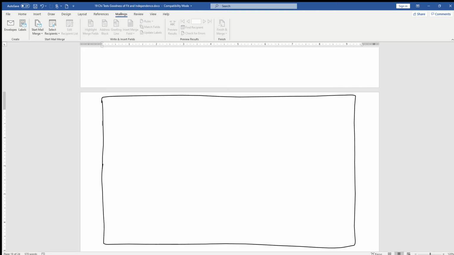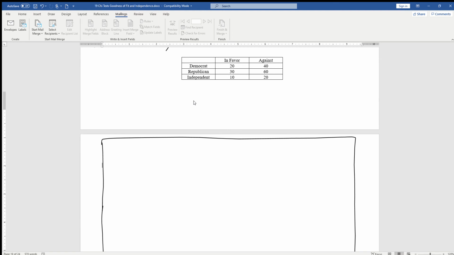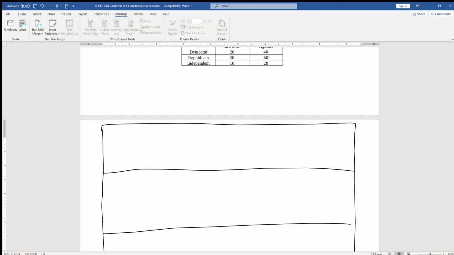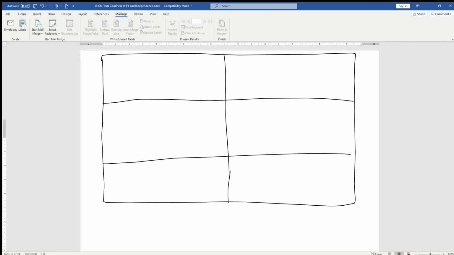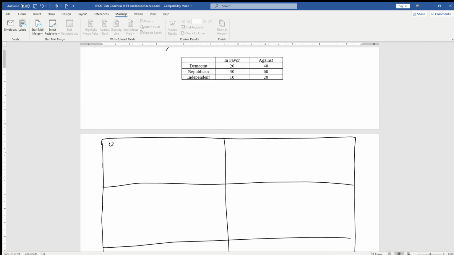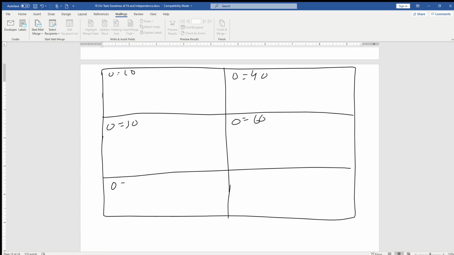All right, and we had 3 rows and then 2 columns, so right down the middle. And remember, we don't necessarily have to have the titles for everything. So we have an observed of 20, we have an observed of 40, we have an observed of 30, we have an observed of 60, we have an observed of 10, and we have an observed of 20.